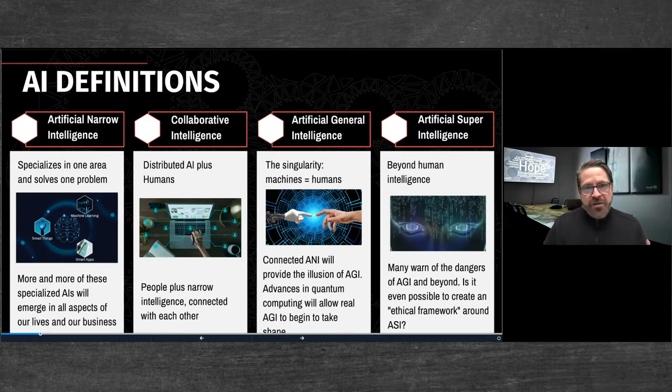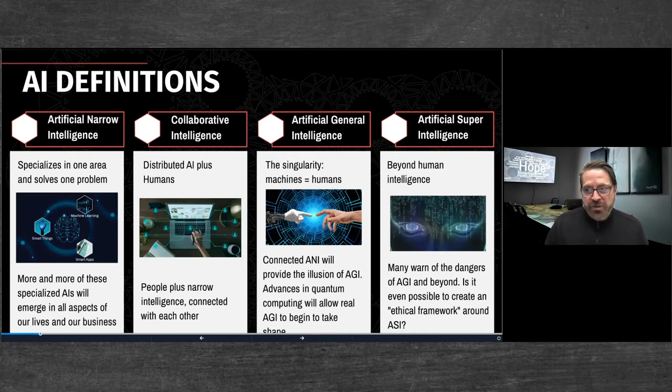Additionally, you're seeing a lot of these predictive networks emerge where it's a combination of a lot of people and a lot of machines focused on a very specific topic and really running through some algorithms from a predictive perspective. So a lot of potential in the near term for collaborative intelligence.